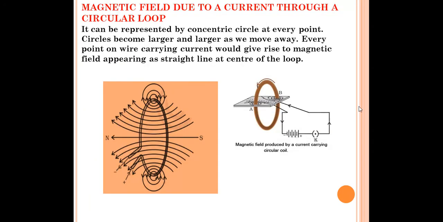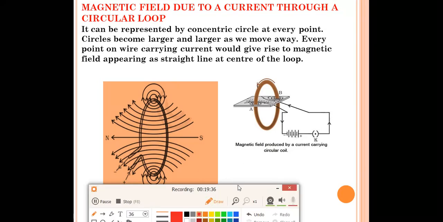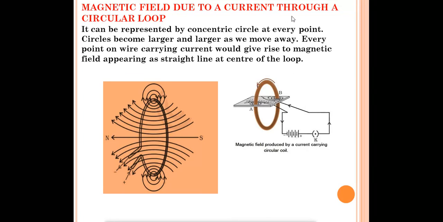Now our next topic is magnetic field due to a current through a circular loop. Through a straight current carrying conductor we have read. Now we'll read magnetic field due to a current through a circular loop. It can be represented by concentric circles at every point. Circles become larger and larger as we move away. Every point on the wire carrying current would give rise to magnetic field appearing as a straight line at the center of the loop. You can see this is the circuit. In this, a circular loop is connected.